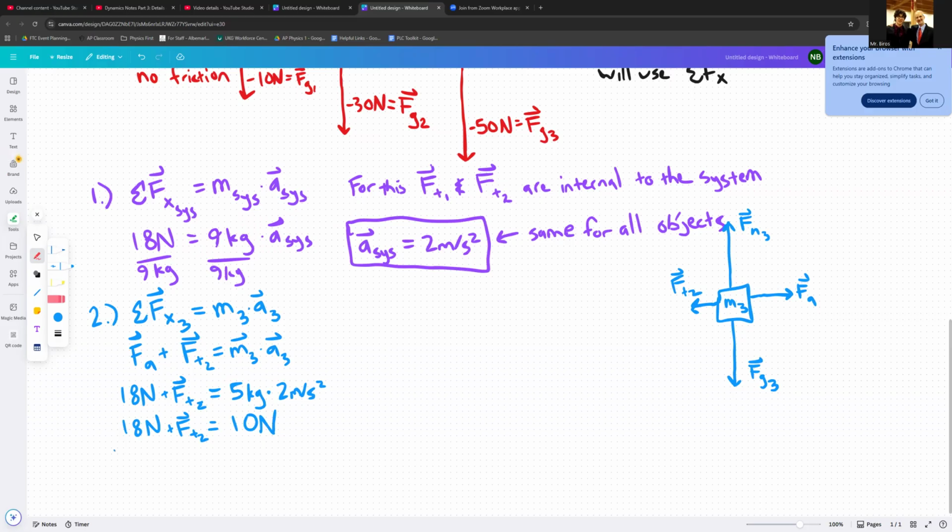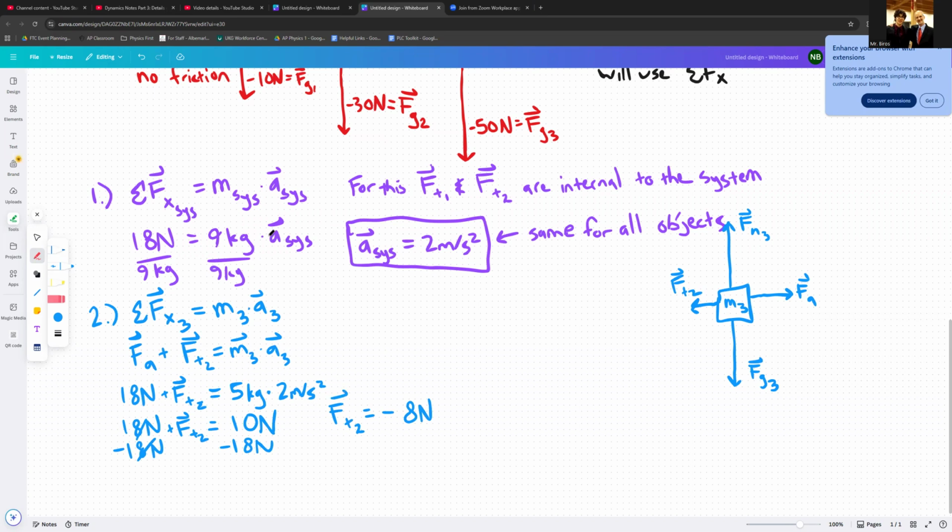All right, last step to isolate and solve. Subtract 18 newtons from both sides. Get rid of it there. And our force of tension, Ft2, is negative 8 newtons.